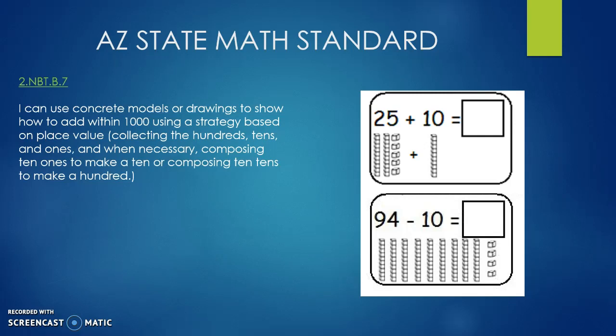Just to review, the lesson plan, which I taught my students, went over adding and subtracting using place value. In order to be more explicit, I'll go over the Arizona State Math Standard, which states, students can use concrete models or drawings to show how to add within 1,000 using a strategy based on place value, collecting the hundreds, tens, and ones, and when necessary, composing tens, ones to make a 10, or composing 10 tens to make 100. Now, this portion of the standard is really just talking about regrouping.